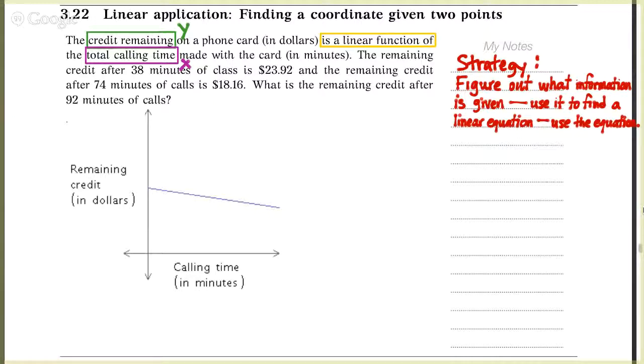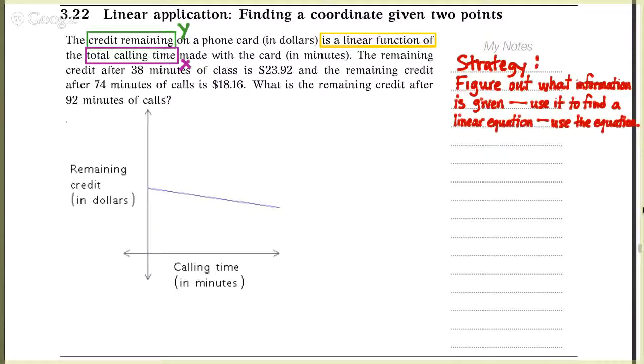That's also suggested to us by the graph that's provided for us in this problem. Calling time is on the horizontal axis, credit is on the vertical axis. So we think of calling time as our x and credit remaining as our y. Okay, great. So we know that x is going to represent the total calling time, y is going to represent the credit remaining, and they're telling us that the relationship between these two quantities is modeled by a linear function, a linear relationship. All right, so what information do we have after that that tells us something specific about this relationship? Let's look at what we have.